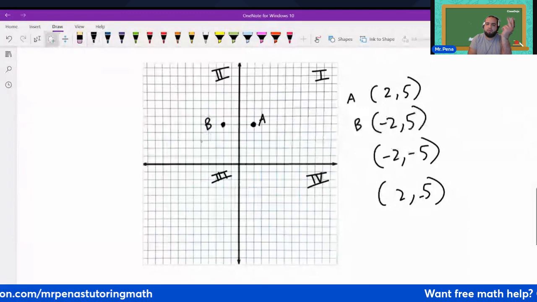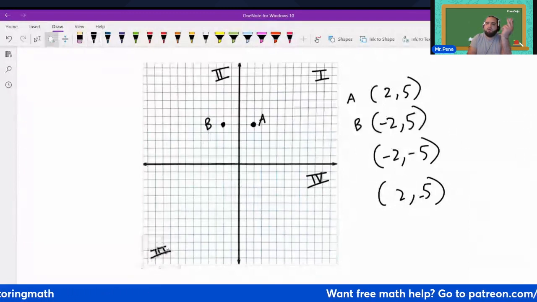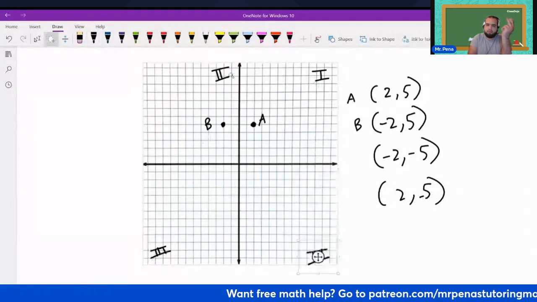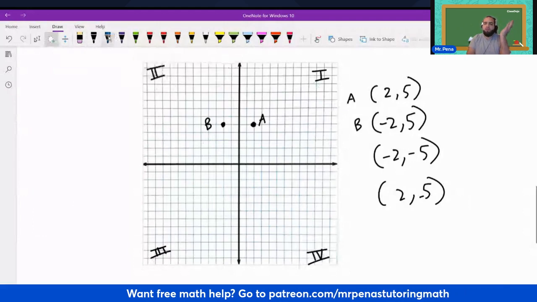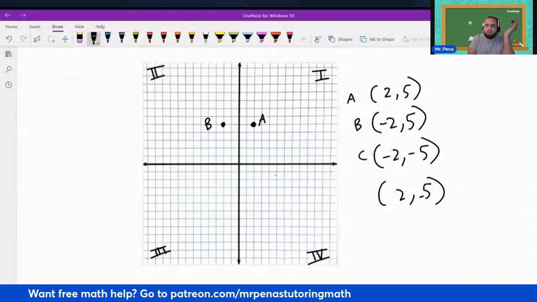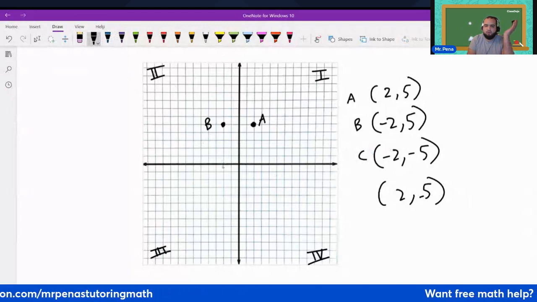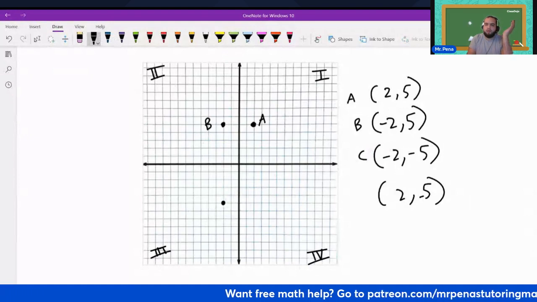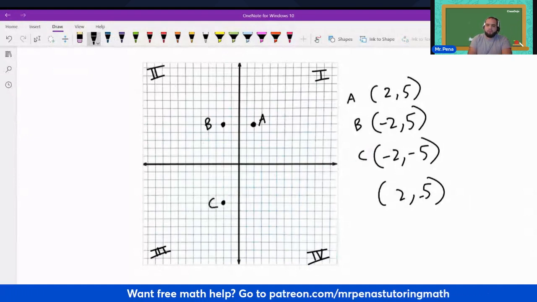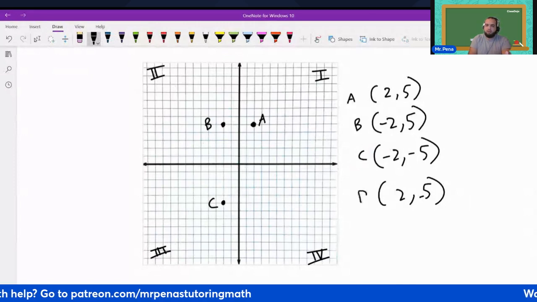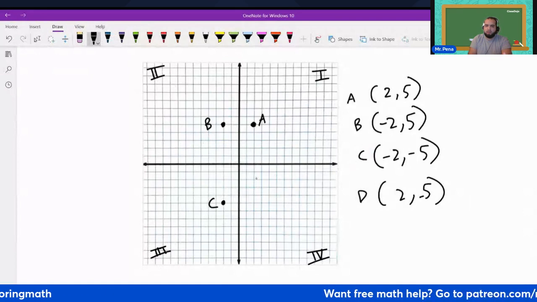I hope that you notice the pattern that I'm about to create. I think I'm creating a shape. So we go negative 2, negative 5. 1, 2, 3, 4, 5. That will be point C. And now starting from the origin, one more time, let's find point D. 1, 2, positive 2, down 5 times, and there you go. Wow, you see what I did?